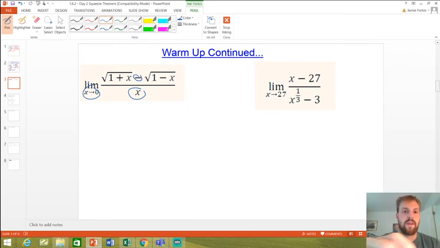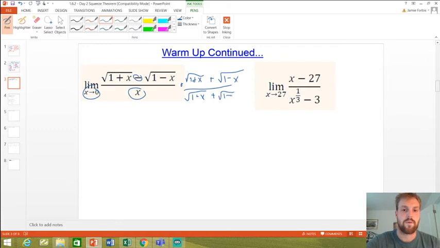So I'm sure you're probably thinking it's a little bit harder because we're only used to dealing with 1 radical, and usually 1 quantity in that radical. But this is another example of conjugate pairs. So the square root of 1 plus x plus the square root of 1 minus x over the square root of 1 plus x plus the square root of 1 minus x. And if you multiply that out, hopefully good things will happen.